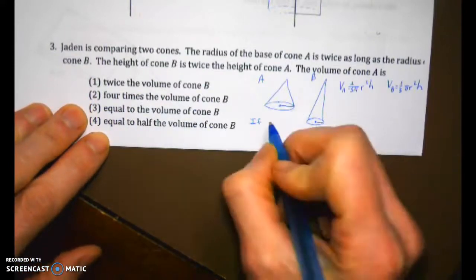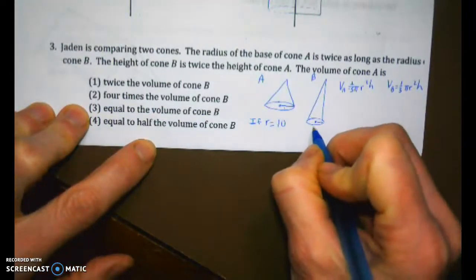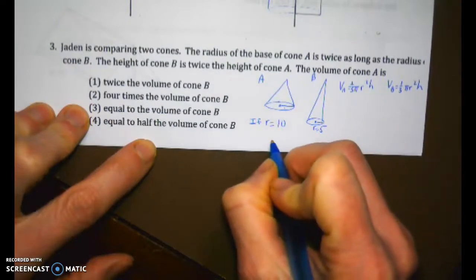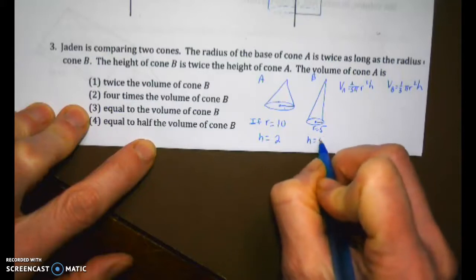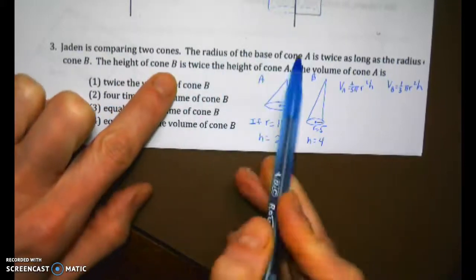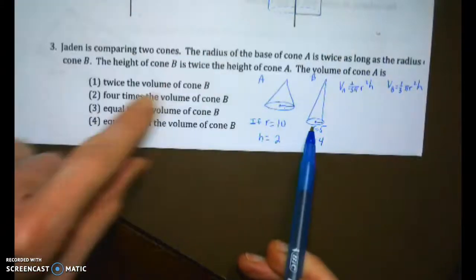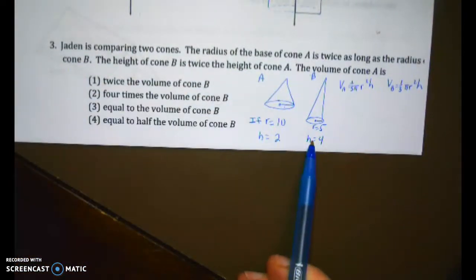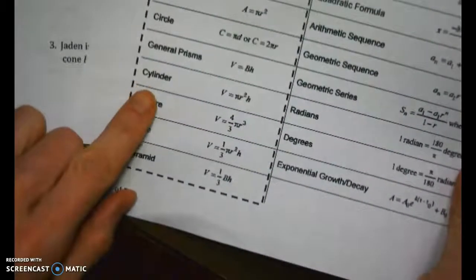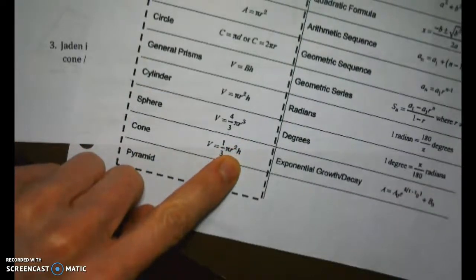So what if we said cone A has a radius of 10, which would make the radius of cone B 5? And if we said the height of cone A is 2, then the height of cone B would be 4. So the radius of base A is twice the radius of base B, 10 and 5, and the height of cone B is twice the height of cone A. I went to my reference sheet from New York State and found the volume of a cone formula. Now pause the video, plug these numbers in, and let's compare the volumes.